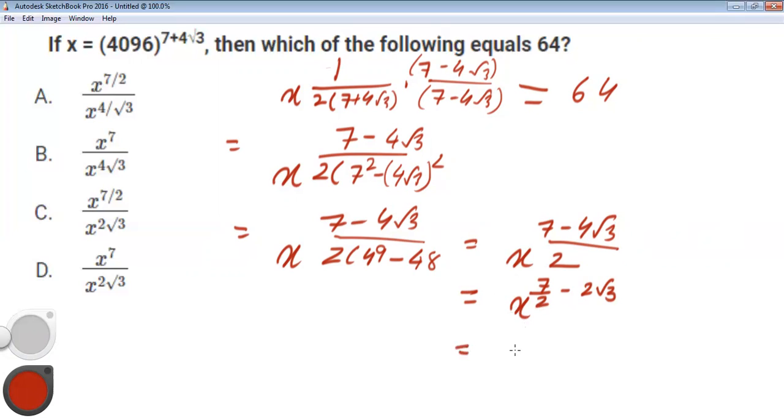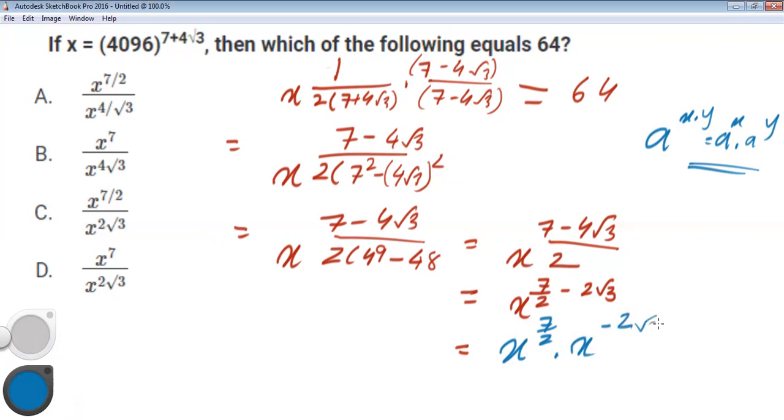Now using exponents, we know that if we have a power x plus y, then we can write it as a power x into a power y, right? So we're going to use that here. So we can write this as x power 7 by 2 into x power minus 2 root 3. Now since this is minus 2 root 3, this can be written as a reciprocal. So therefore, our answer turns to x power 7 by 2 divided by x power 2 root 3. That's it. So this is the answer.